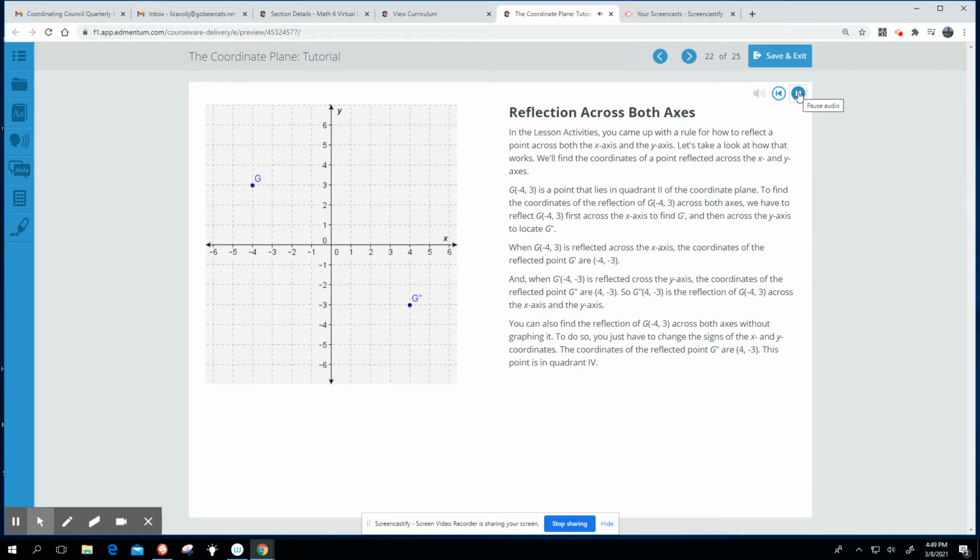You can also find the reflection of G(-4, 3) across both axes without graphing it. To do so, you just have to change the signs of the x and y coordinates. The coordinates of the reflected point G double prime are (4, -3). This point is in quadrant 4.